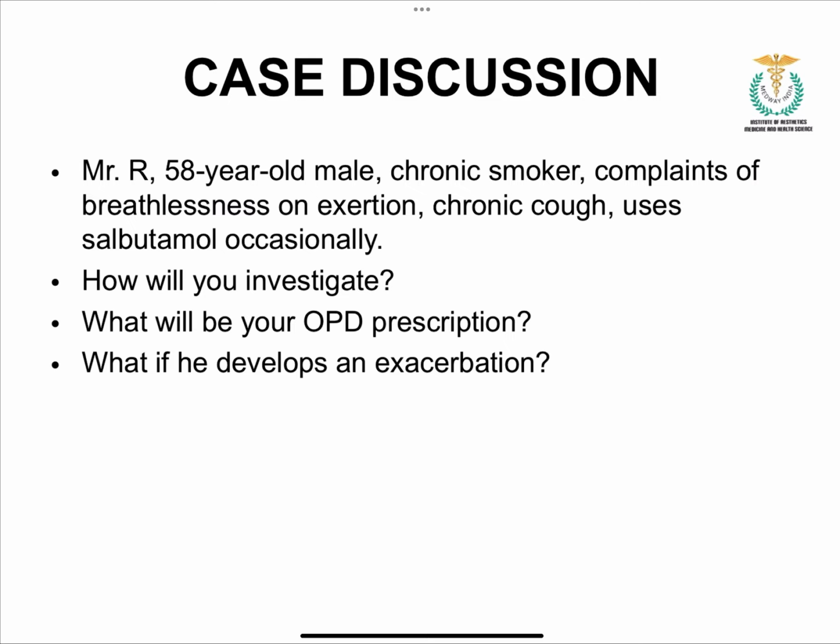So next is the prescription. What will be your OPD prescription? You can go for a tiotropium 18 mcg inhaler, 1 puff OD, salbutamol MDI 2 puffs PRN, and annual influenza vaccine, pneumococcal vaccine once in 5 years, smoking cessation counseling, inhaler technique training, and you can advise follow up in 2 weeks. So these are the OPD management steps you can take.